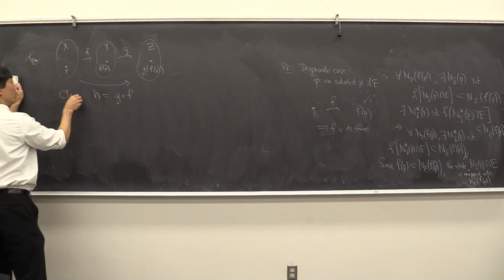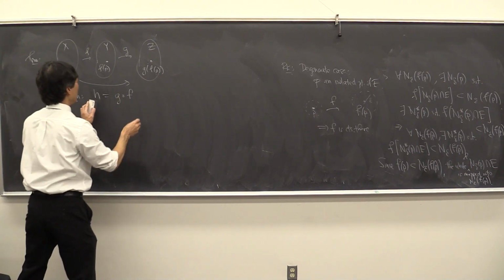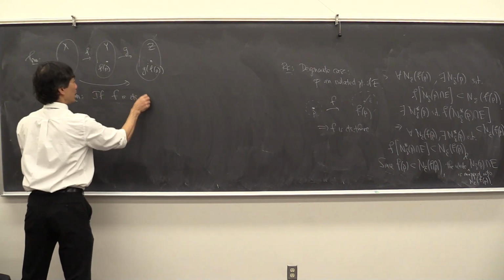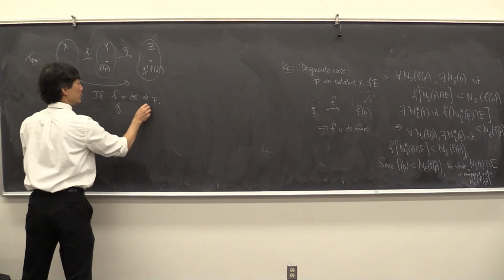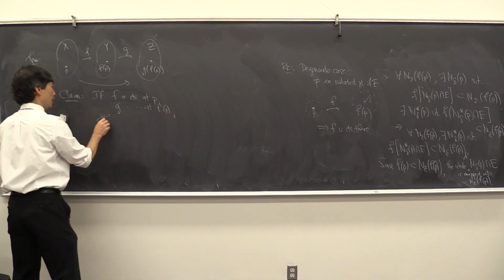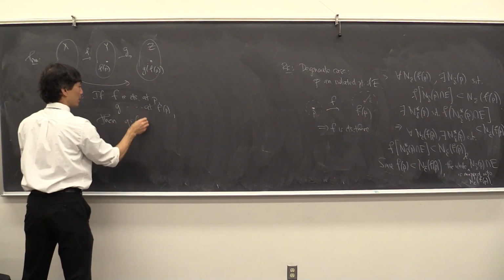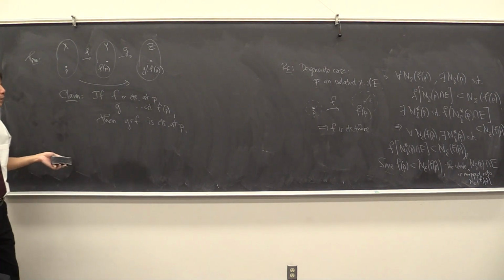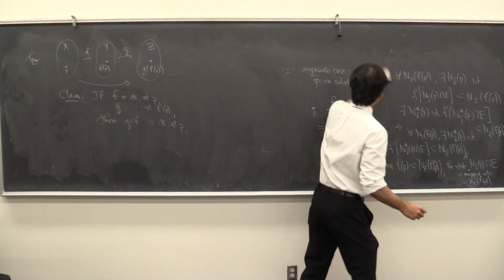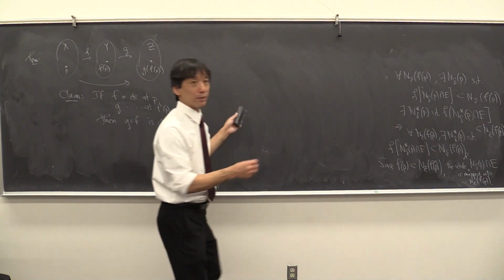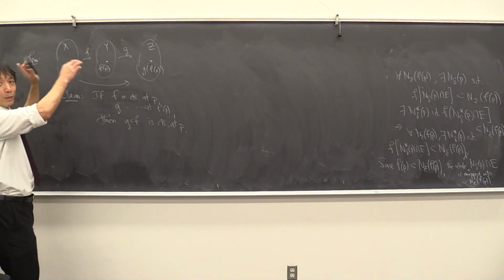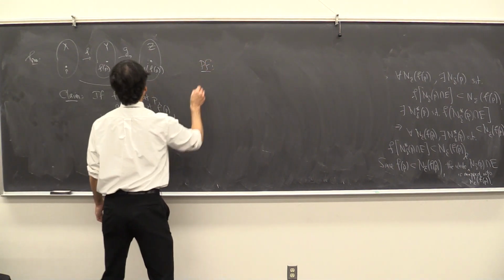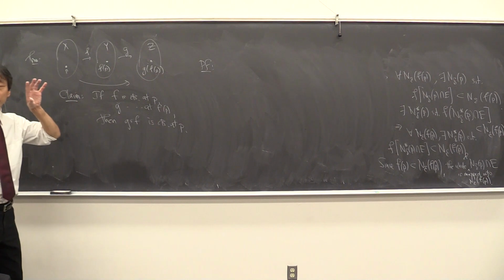So, claim: if f is continuous at p and g is continuous at f of p, then the composition is continuous at p. I'm going to be a little sloppy and not worry about domains. I'm not going to say take the intersection of this domain, blah, blah, blah, because it's not the main idea.